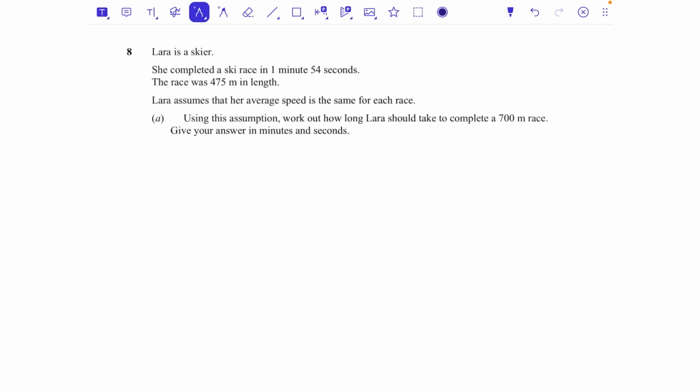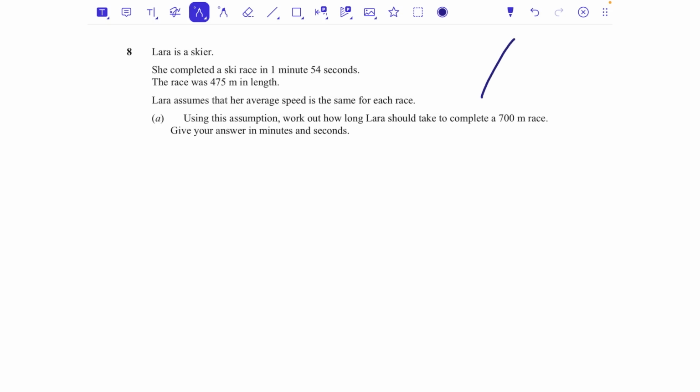Lara is a skier. She completed a ski race in 1 minute and 54 seconds. The race was 475 metres in length. Lara assumes that her average speed is the same for each race. Using this assumption, work out how long Lara should take to complete a 700 metre race. Give your answer in minutes and seconds.